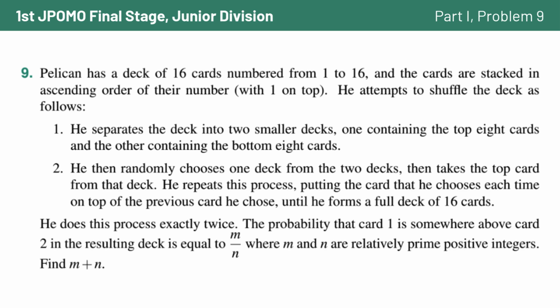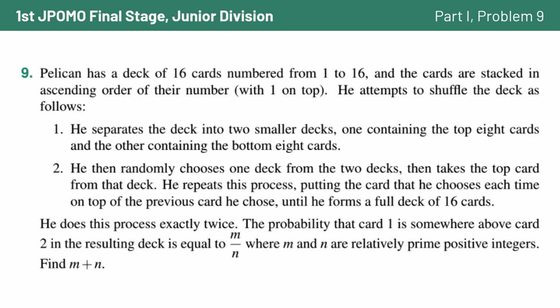Firstly, he separates the deck into two smaller decks, one containing the top 8 cards and the other containing the bottom 8 cards. And secondly, he then randomly chooses one deck from the two decks, then takes the top card from that deck. He repeats this process, putting the card that he chooses each time on top of the previous card he chose until he forms a full deck of 16 cards. He does this process exactly twice. The probability that card 1 is somewhere above card 2 in the resulting deck is equal to m over n, where m and n are relatively prime positive integers.